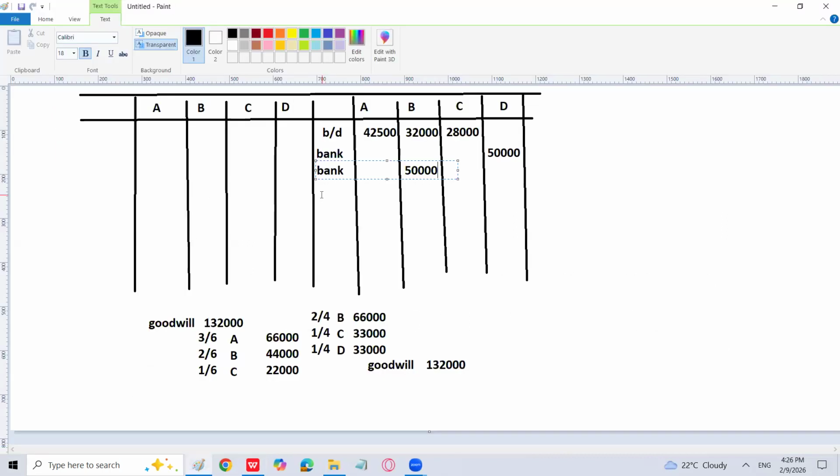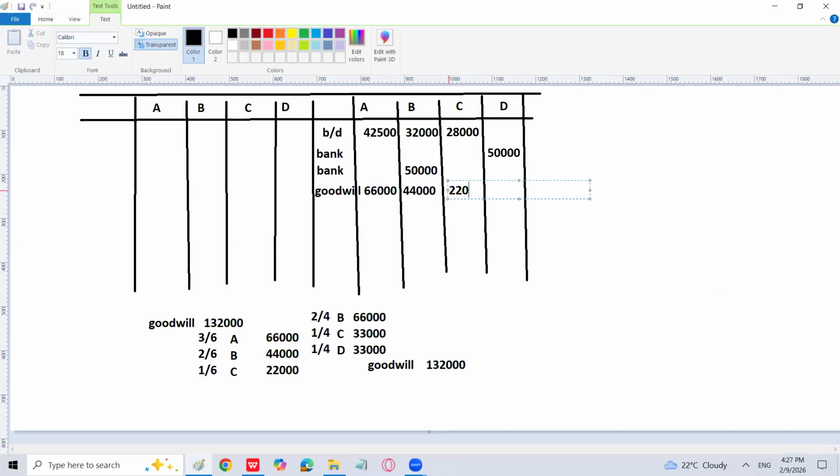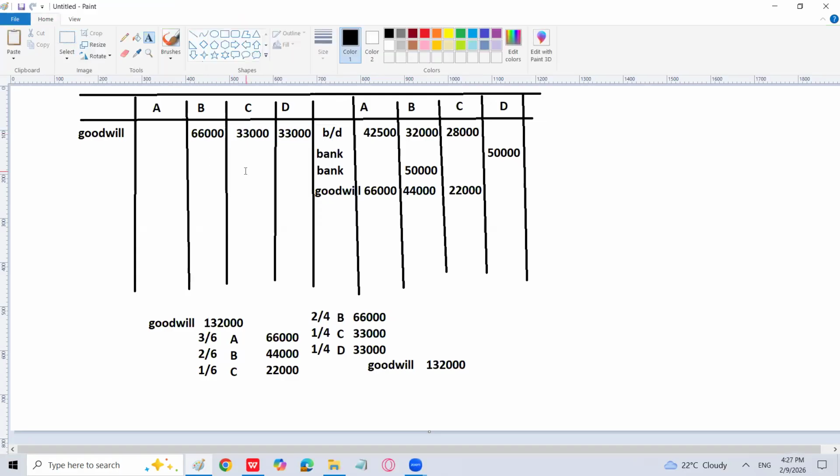Now let's move forward. I will go for the treatment of the goodwill. Let's do that. Goodwill. First of all, we need to write the goodwill on the credit side in A, B, and C with an amount of 66,000, 44,000, and 22,000, because all these capital accounts are going to be credited because of goodwill. Now the goodwill is going to be written off in new partners with new ratio 2/4, 1/4, and 1/4. We have calculated 66,000. C is 33,000 and D is also 33,000. Okay, we are done with this.